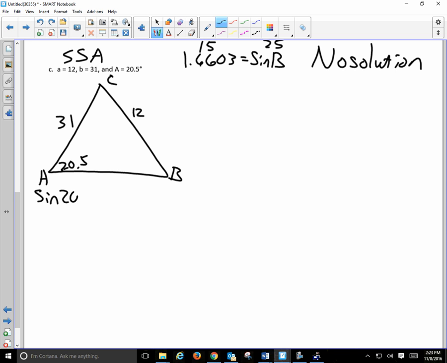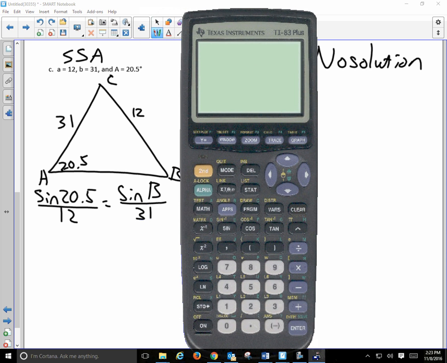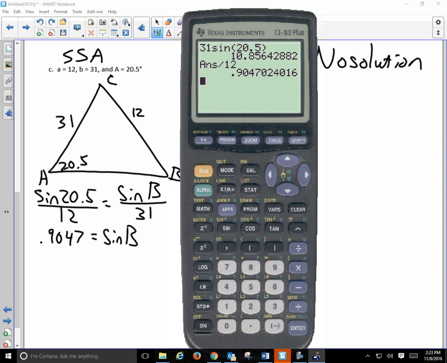Sine of 20.5 over 12 is equal to sine of what? B over 31. Multiply both sides by 31. Sine of 20.5 divided by 12. And I get 0.9047 equals the sine of B. Can sine be equal to that? Yes, it can.